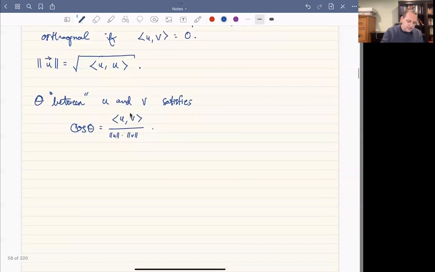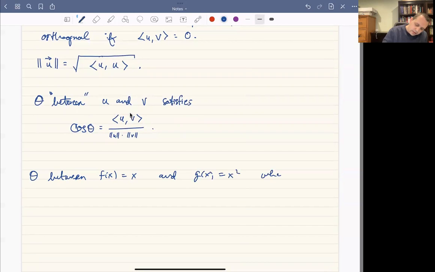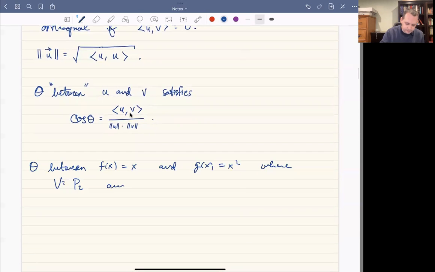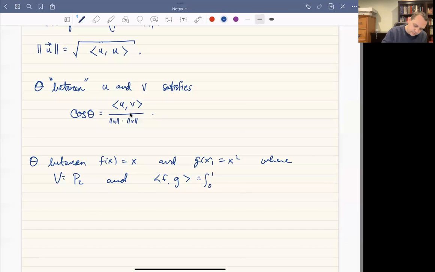So just as an example, if I wanted to find the angle between, say, x and x squared, where we're thinking of the vectors here as being the polynomials, it actually doesn't matter whether the vector space is the polynomials or the continuous functions. What really matters is what the inner product is. So the inner product is going to be the integral from 0 to 1 of f times g.